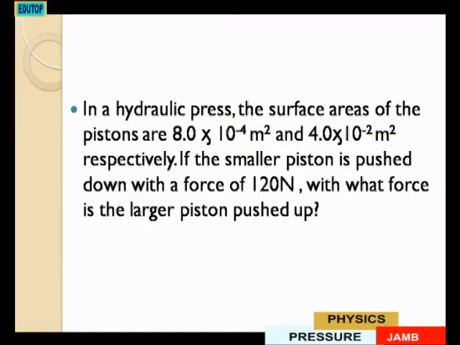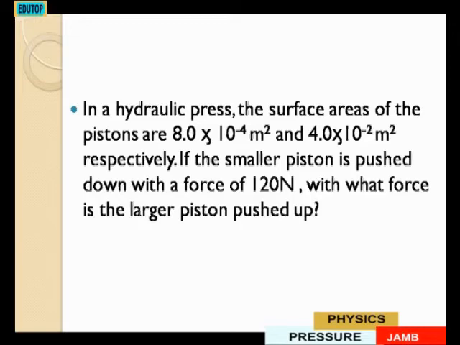Question number 5. The question says, in a hydraulic press, the surface areas of the piston are 8.0 times 10 to the power minus 4 meters squared and 4.0 times 10 to the power minus 2 meters squared respectively. If the smaller piston is pushed down with a force of 120 Newton, with what force is the larger piston pushed up? This is a very simple question.